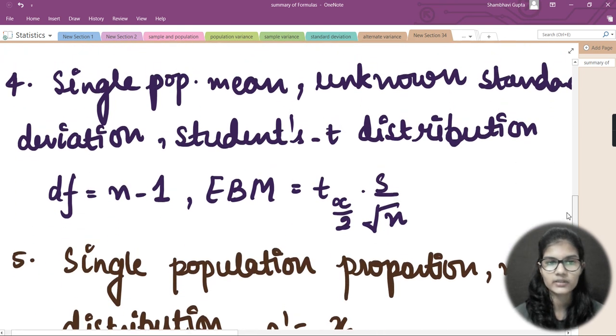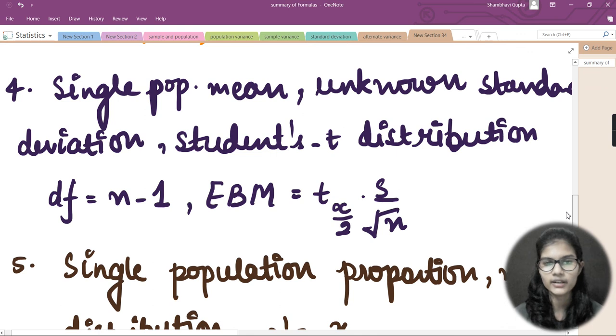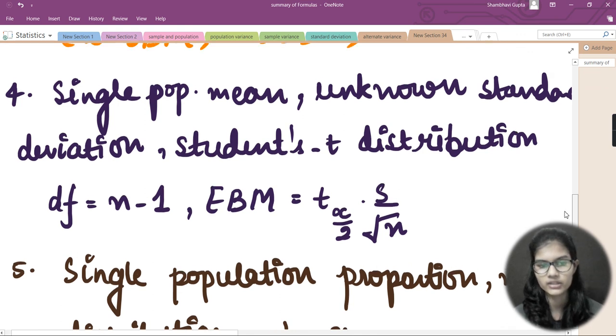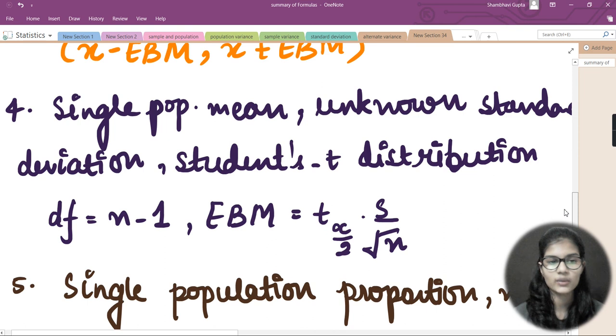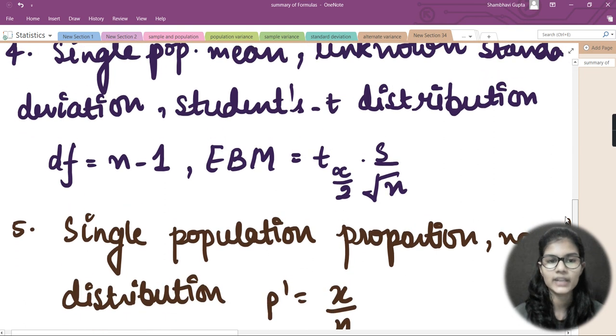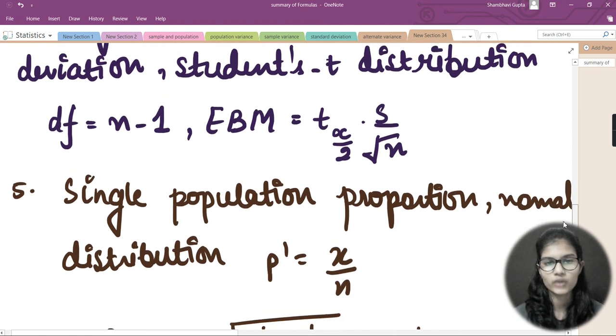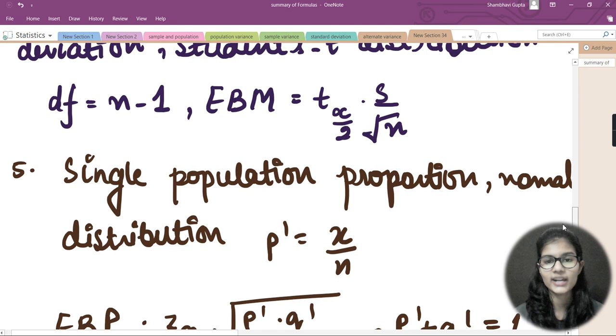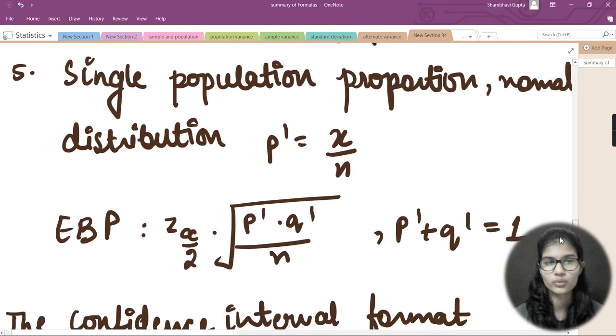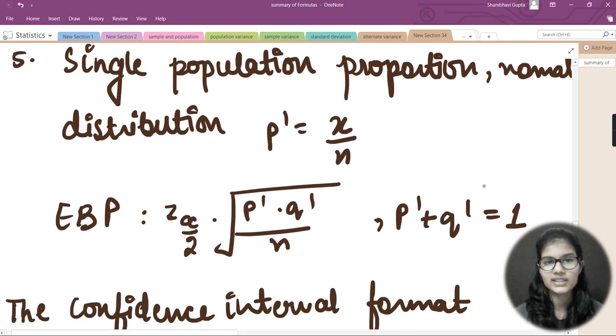Right? After that, for a single population mean with unknown standard deviation and student t distribution, I had df equal to n minus 1 as my degrees of freedom, and my value for the EBM was t alpha by 2 multiplied by s upon under root of n. After that, I had single population proportion, normal distribution.